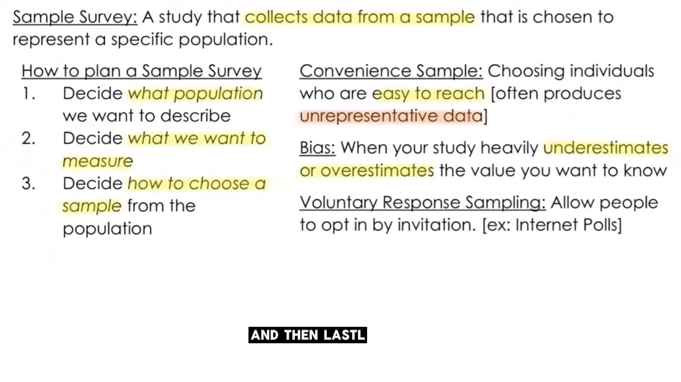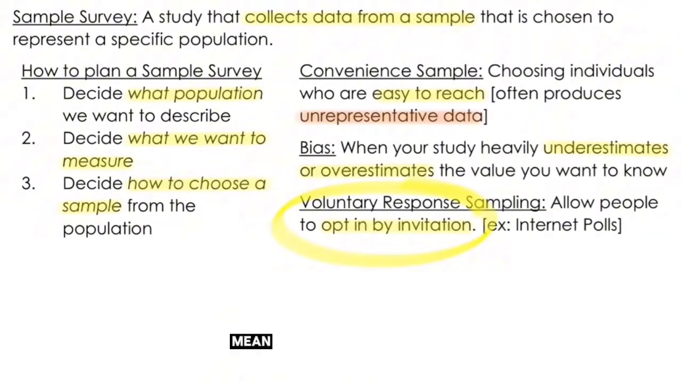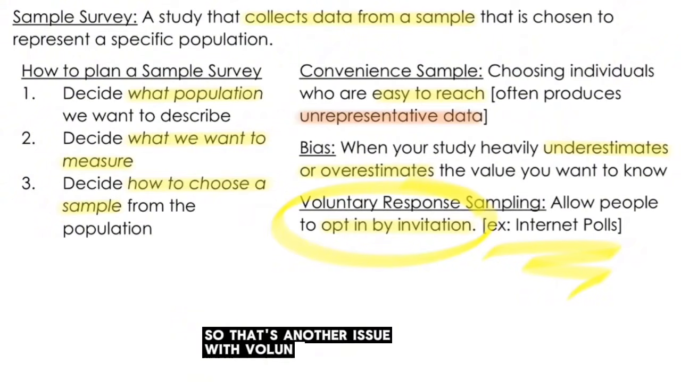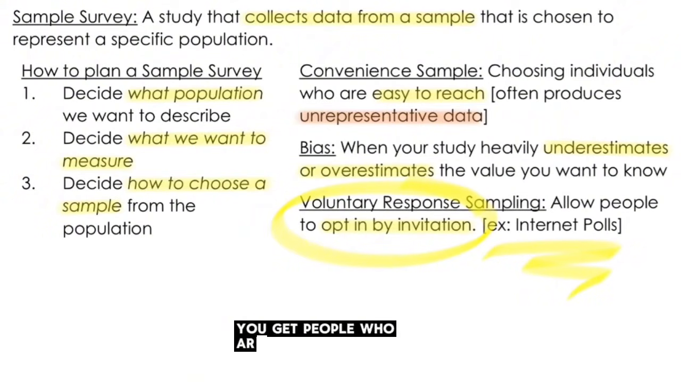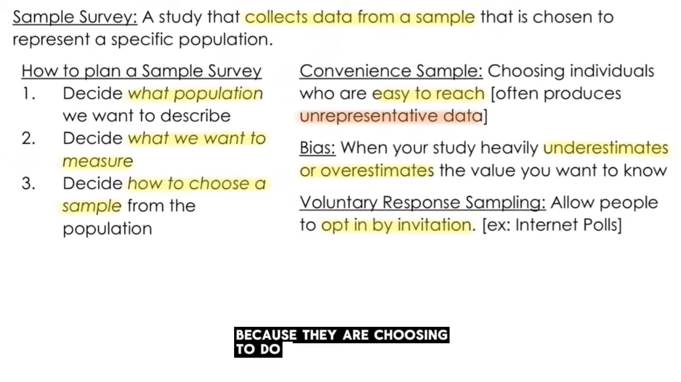And then lastly, a voluntary response sampling system allows people to opt in by an invitation, meaning you are saying, hey, if you want to do this poll, for example, on the internet, go ahead and click right here. And the problem with that is not everybody might have access to the internet, or not everybody typically does internet polls. So that's another issue with voluntary response sampling. You get people who are maybe biased in one direction or the other because they are choosing to do the actual invitation that you are giving them.